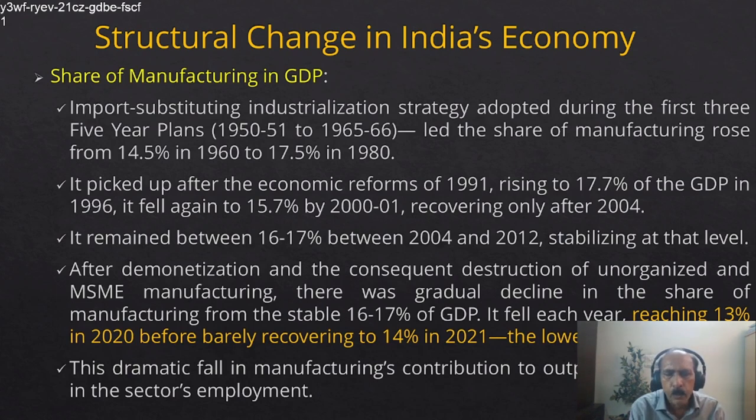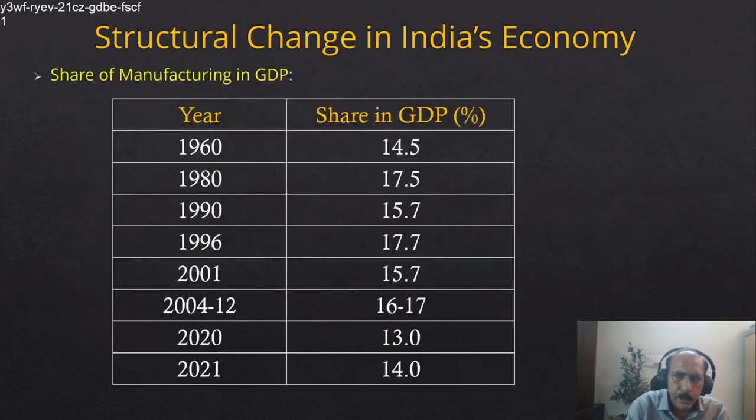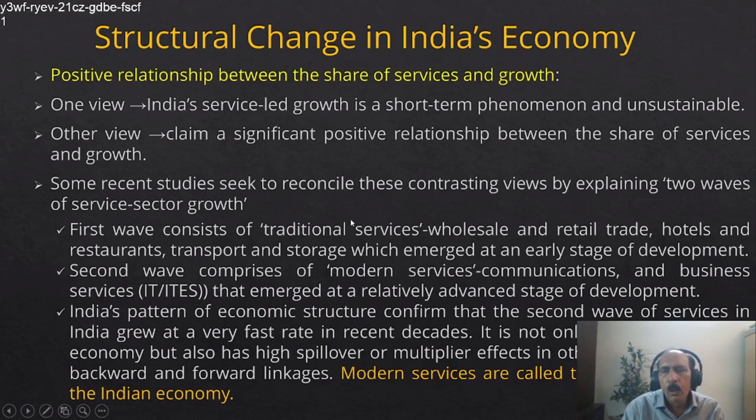As a result, the share of manufacturing in the GDP declined from 17% to 13-14%, and it has remained at this level since then. You see that the share of manufacturing in the GDP has remained almost stagnant right from 1960 till 2021. In 1960 it was 14.5%, and in 2021 it has again remained at around 14%. And therefore the stagnation of the share of the manufacturing sector in GDP is the major cause of stagnation of industry and manufacturing in the GDP.